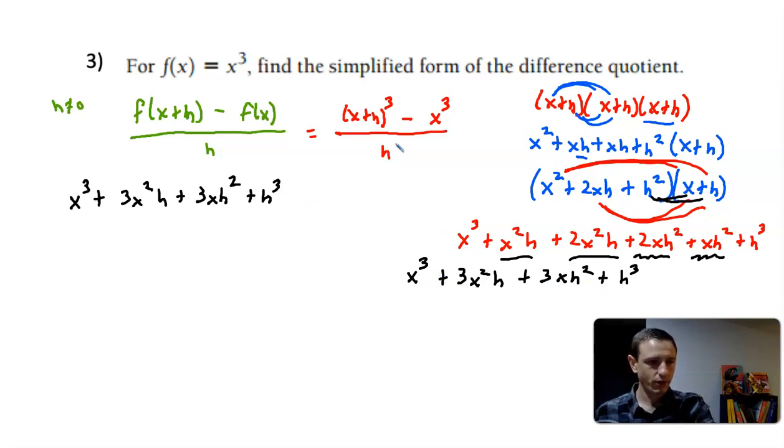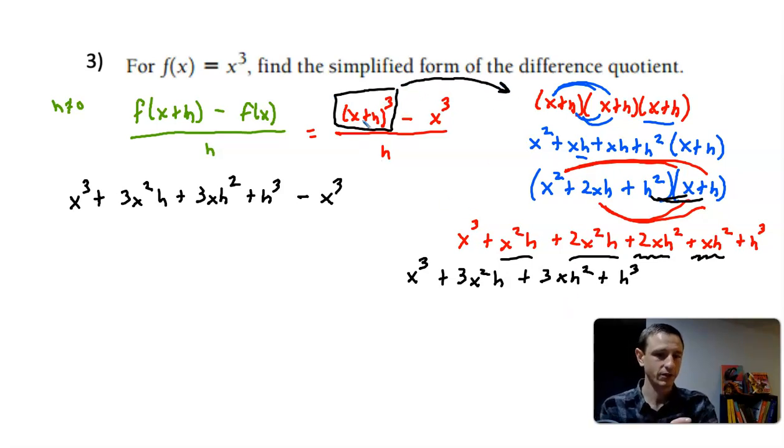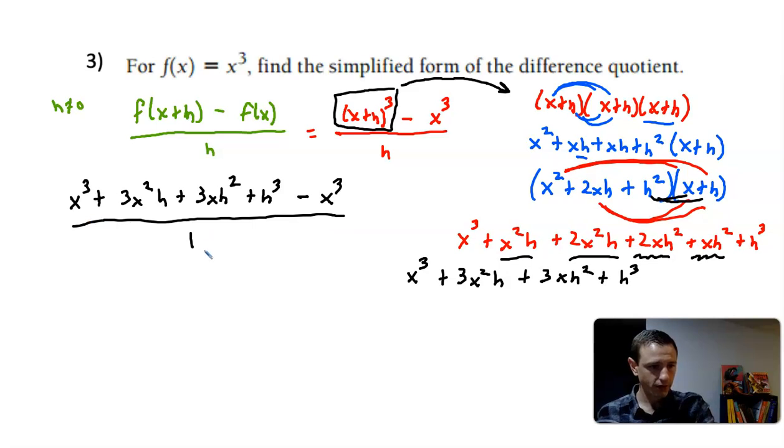And then we want to subtract off x to the third, so minus x to the third. All of this was just to expand the x plus h to the third, and we still have that minus x to the third. You don't want to forget about that. Extremely important. All over h.